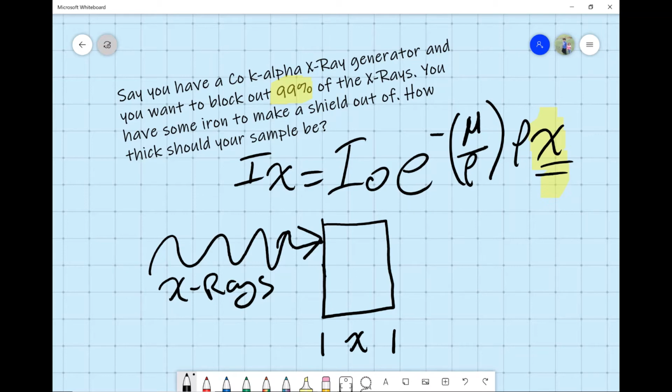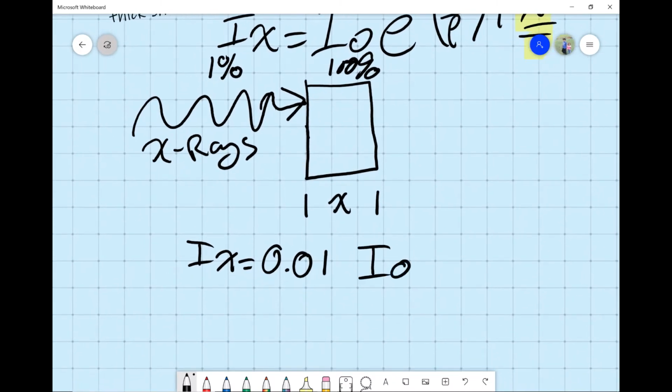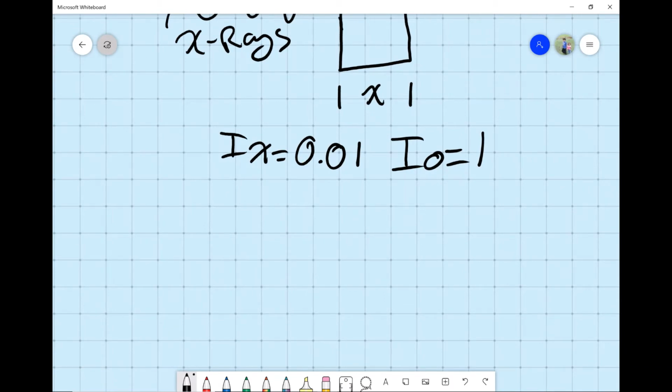So some things you want to look at. So you want to pay attention to the terminology. And so we want to block out 99% of the X-rays, which means only 1% is going to pass through. So I sub x, we already know it's going to be 1%. I naught would be 100% passing through, and this is only 1% passing through. You can convert this to a number, and then I naught kind of goes away. And so I sub x, you can say, and then you can say I naught is equal to 1. So you can rewrite your equation in terms of just the numbers we've just substituted I sub x and I naught for.